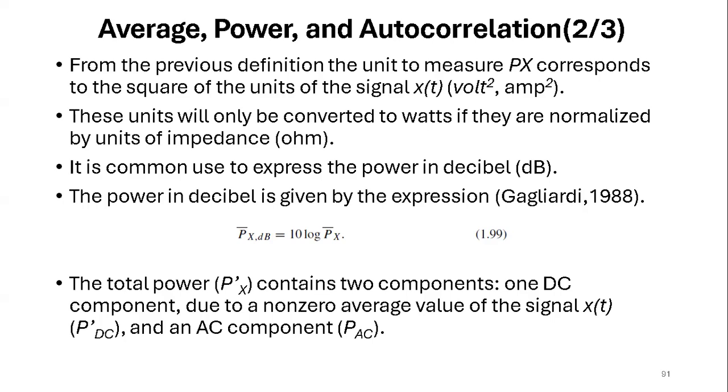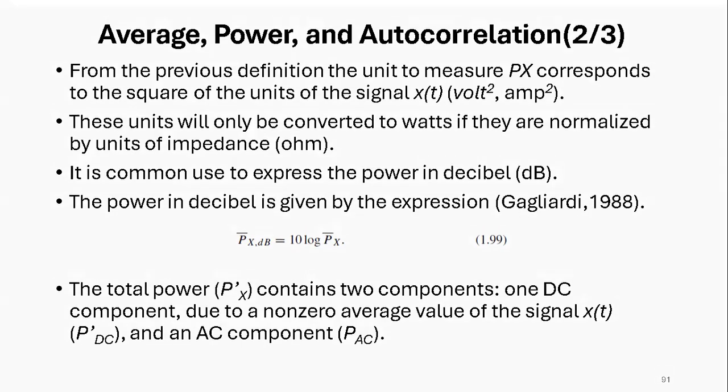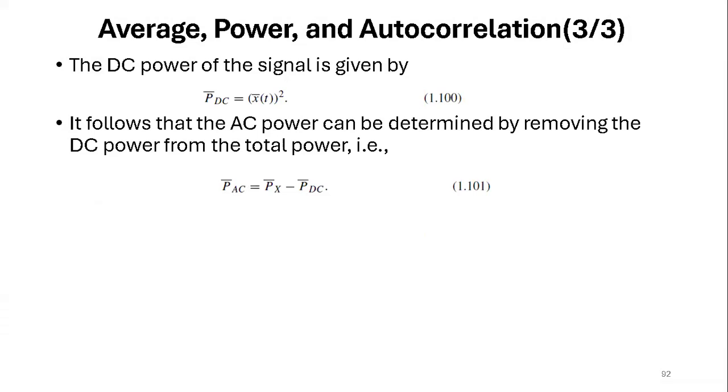The total power Px contains two components: one DC component due to the non-zero average value of the signal x(t), and then the AC component. AC means alternating current and DC means direct current. The direct current power of the signal is given by P_DC equals the square of the average value of x(t). It proves that the AC power can be determined from the total power minus the DC power, that is P_AC is equal to Px minus P_DC.